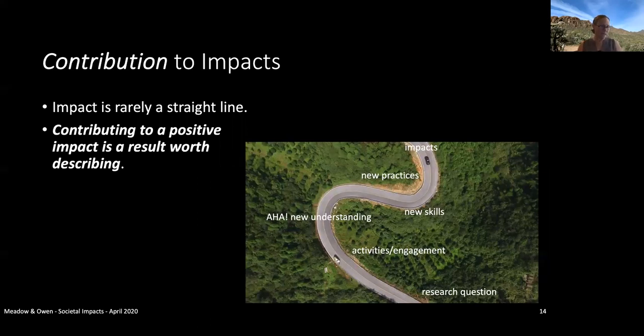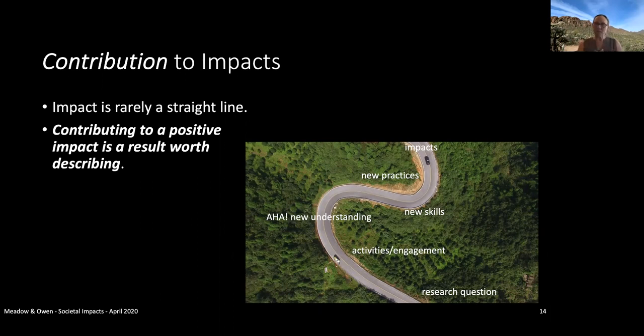Our point here is that you're part of an ecosystem of change. You are helping to move things along, but it's not a straight line. It's rarely a straight line between I did this and then this changed. So we do want to keep our eye on all of those moving parts and think about that winding road and how things have progressed as you moved.